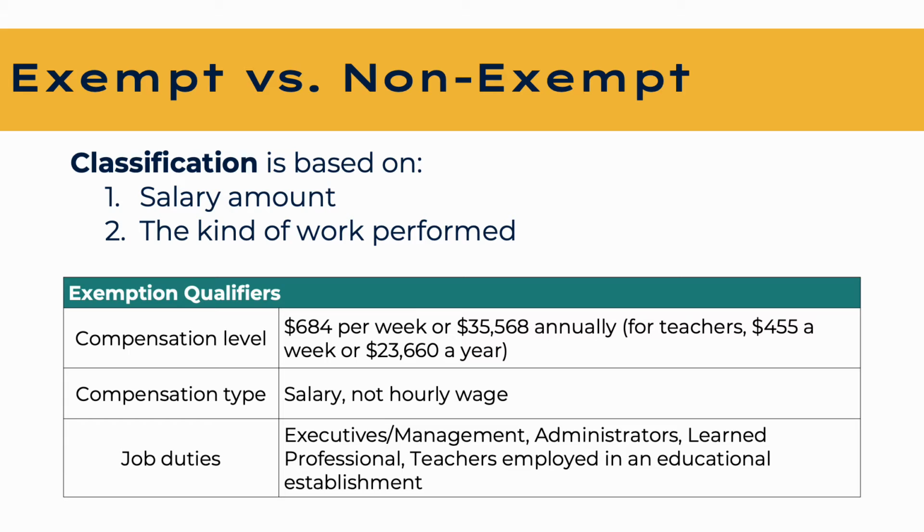To understand how an employee should be classified, there are two criteria: a salary amount threshold and the kind of work they perform. Employees exempt from the FLSA must be paid a salary above a certain level and must have specific duties. The table below from the U.S. Department of Labor shows how they describe the criteria.